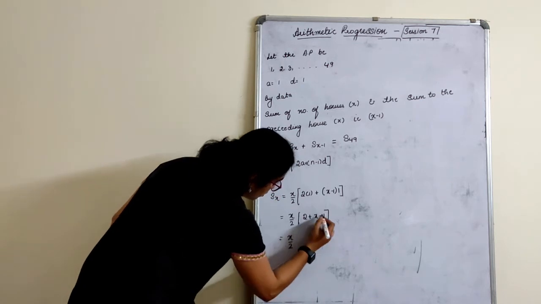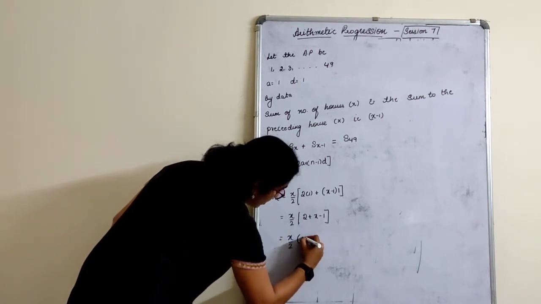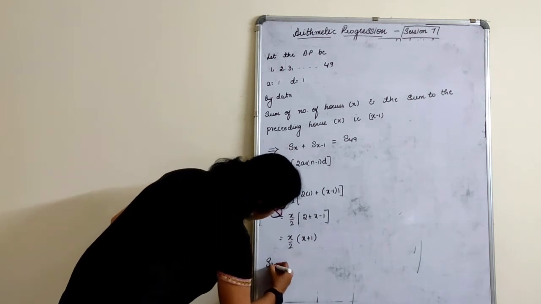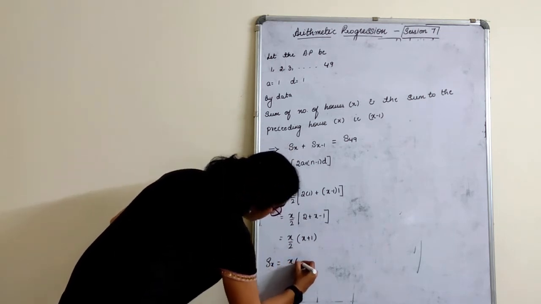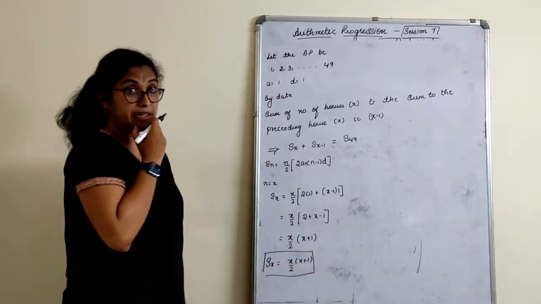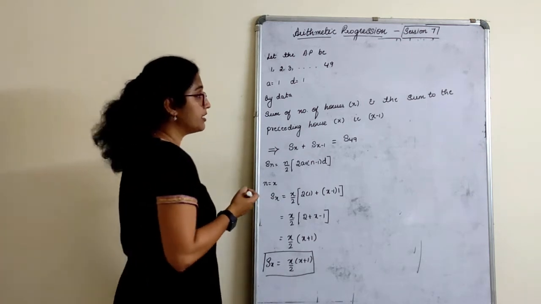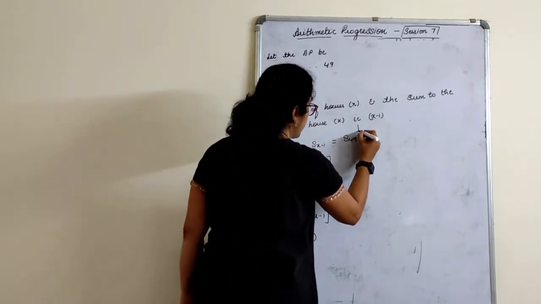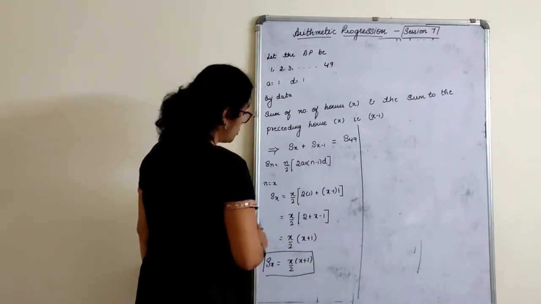x by 2, 2 minus 1 is x plus 1. So I can say that Sx is equal to x by 2 of x plus 1. Keep this as it is. Don't multiply because it is easy for us in further calculation. Next, what are we supposed to calculate?